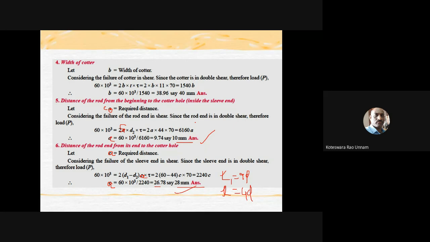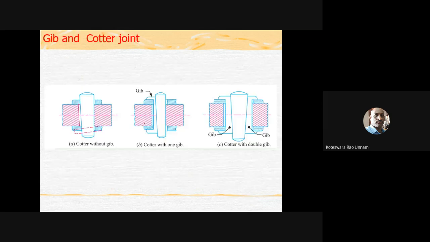Okay. So then we'll move on to the next type of joint, which is the jib and cotter joint. Before going into that, the one question we need to answer is why we are using a jib in the case of these cotter joints. The reason, this figure will explain to you, for why we need to use the jib and cotter joint here. We know that for the cotter, the width is not constant, it is going to vary from top to bottom.